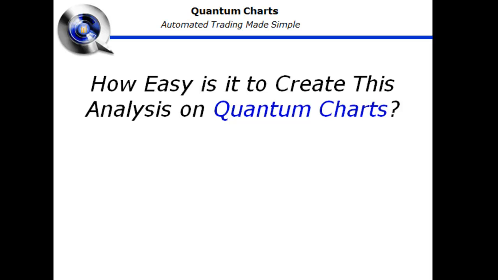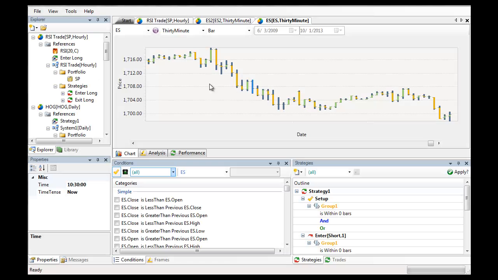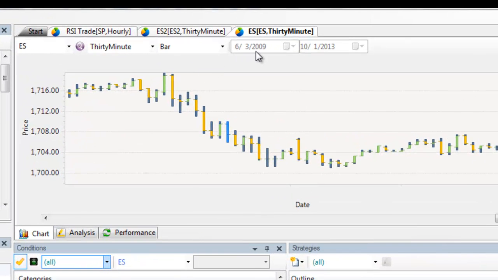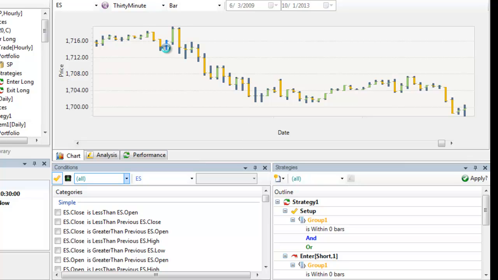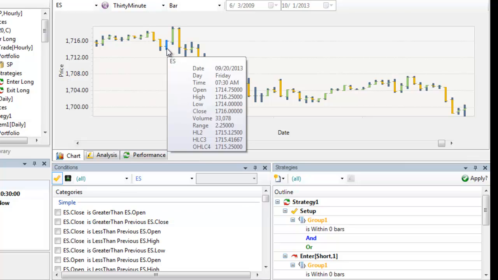So now let me show you how easy it is to create this analysis on QuantumCharts. What we have here is a chart of the S&P E-mini. This is a 30-minute bar chart, going from 2009 to October 1st of 2013. Anytime you begin with QuantumCharts, all you have to do is click on a bar, and when you click on that bar, it will instantly provide you all of the true conditions that exist for that bar.